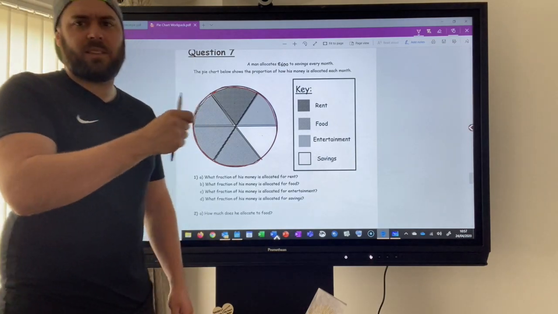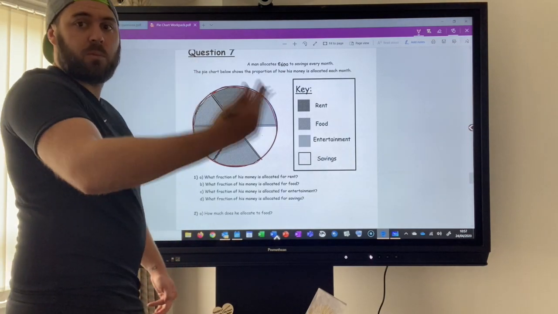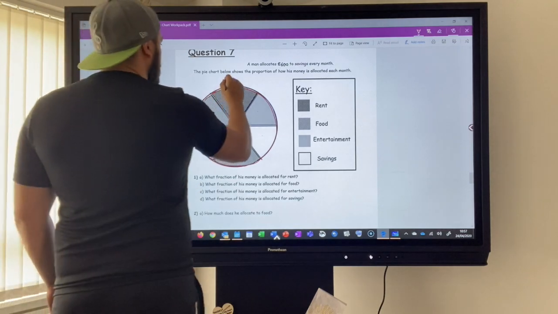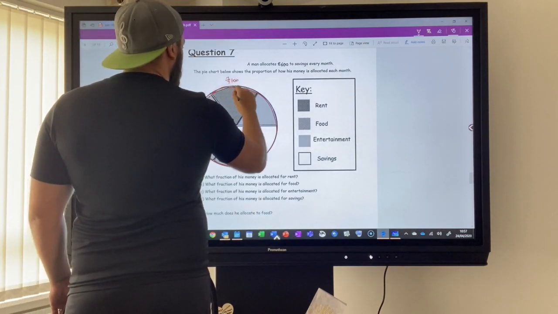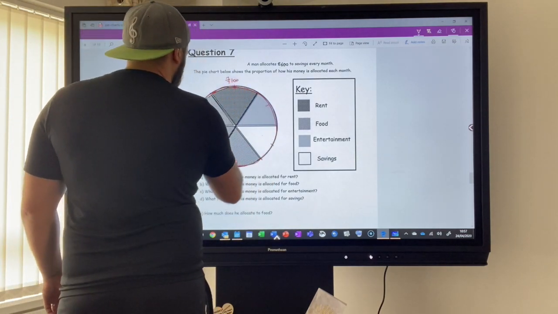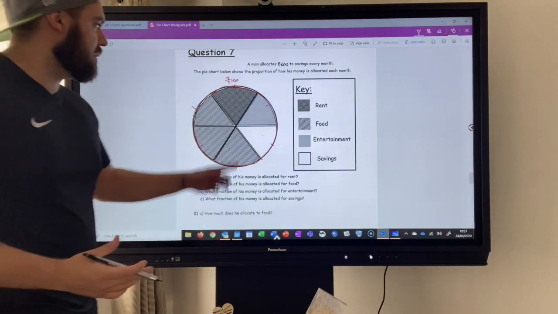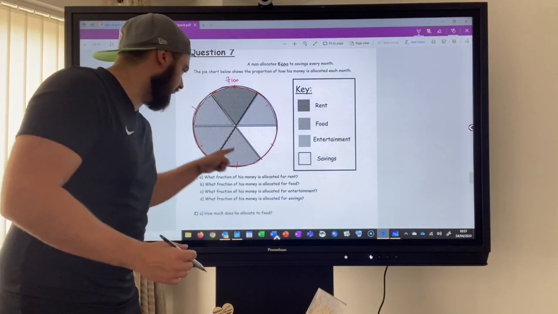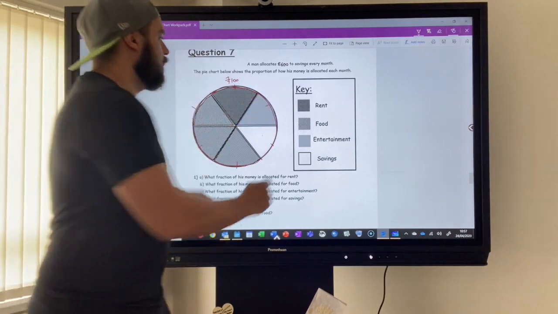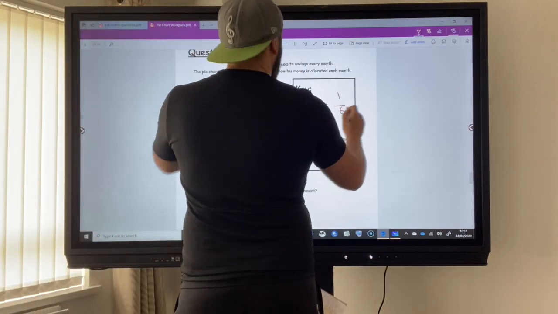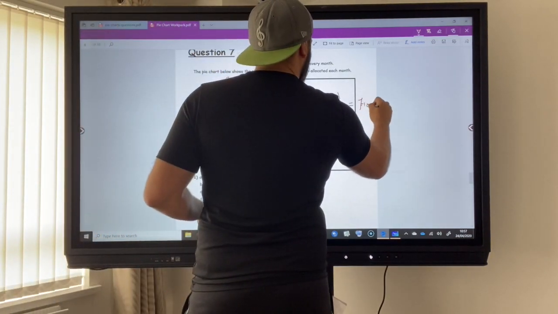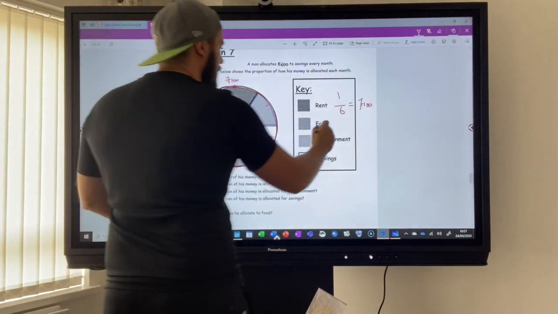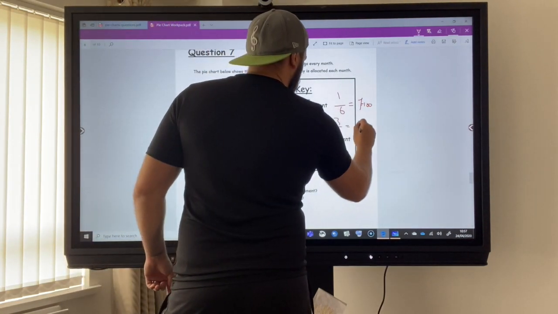Dividing 600 by 6 is 100. In other words, 6 times what is 600 is 100. So it's worth £100 each. Each section is worth £100. Now we can do fractions, we know it's a sixth, sixth, sixth, sixth, sixth. So that, for example, rent is 1/6, which is worth £100. And we know food, 1, 2, 3, is 3/6, which is worth £300.